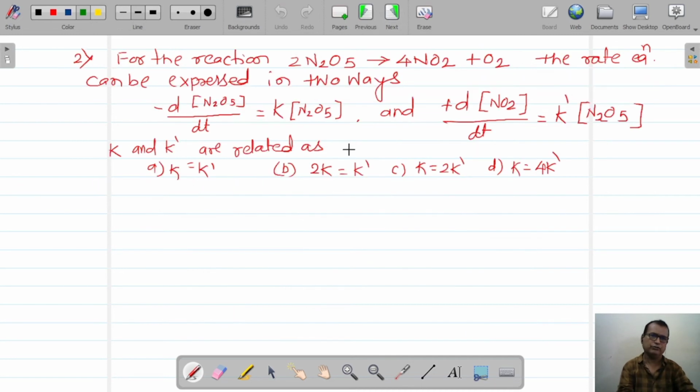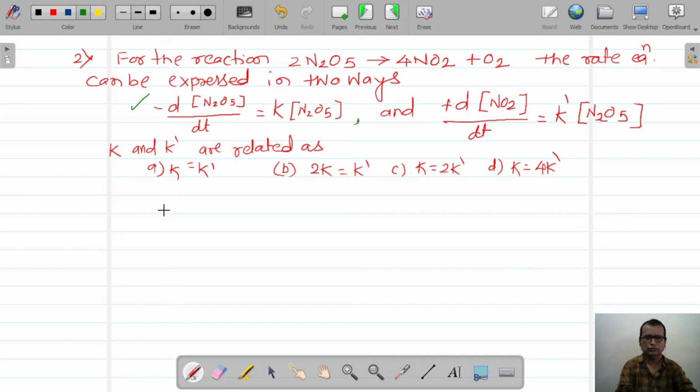Next question, we are going towards next question. For the reaction 2N2O5 gives 4NO2 plus O2, the rate equation can be expressed in two ways. The method of expression is given: decrease in the concentration of N2O5 with respect to t is equal to K into concentration of N2O5, and increase in the concentration of NO2 with respect to t is equal to K dash N2O5. K and K dash are related as, okay, we will write this in the form of equation.